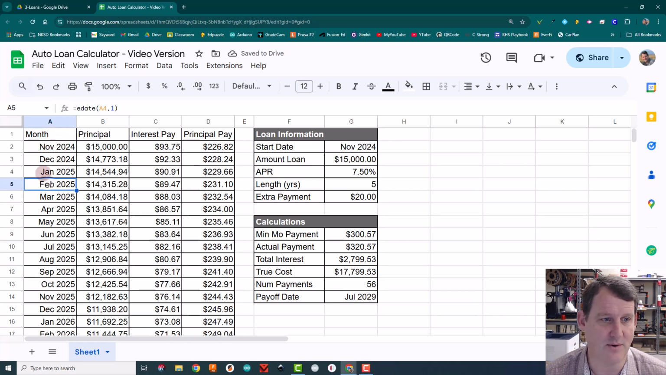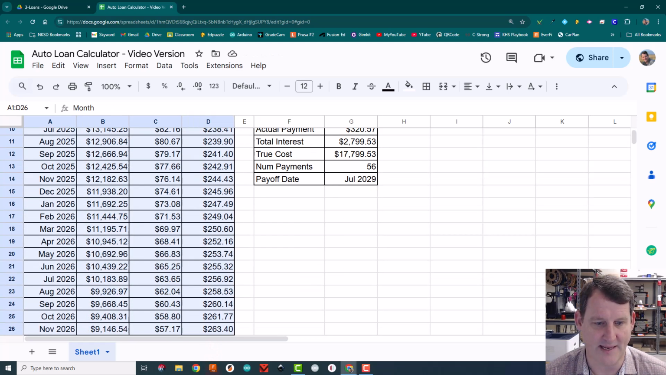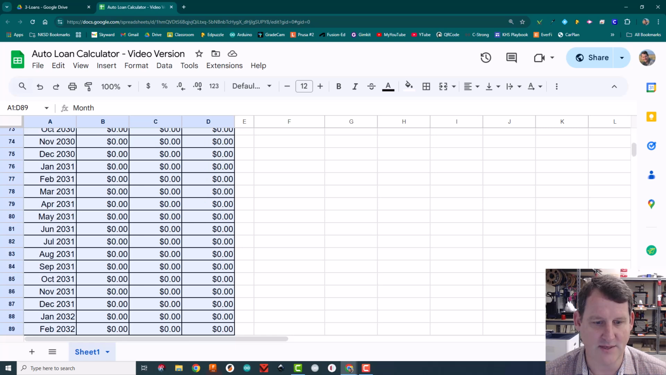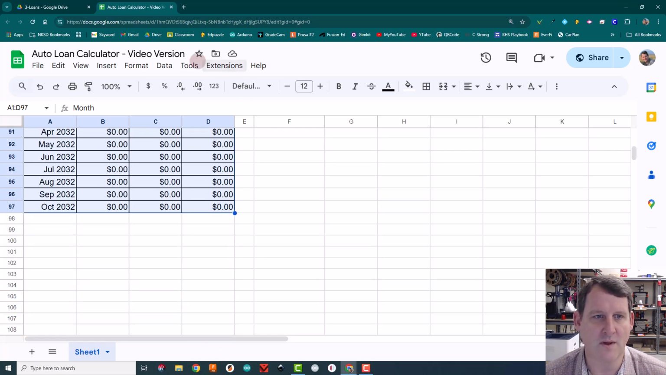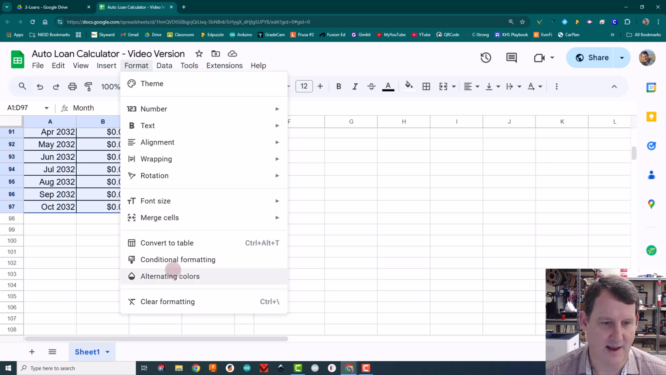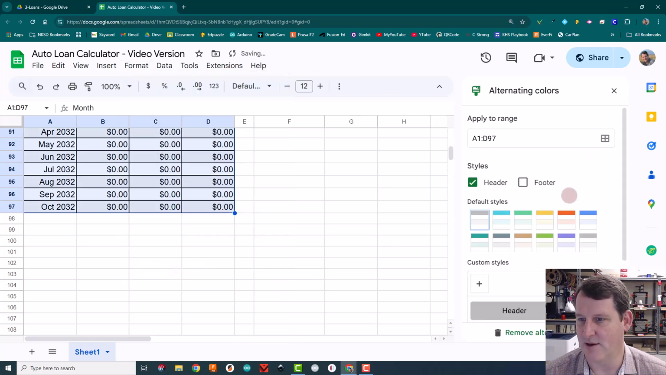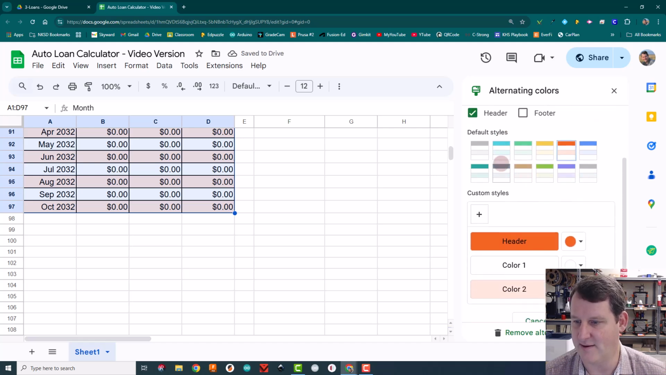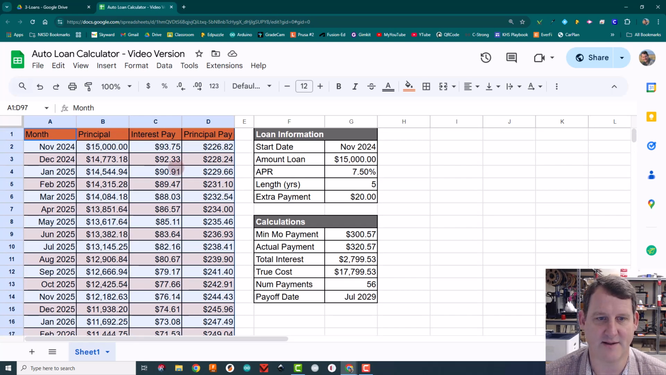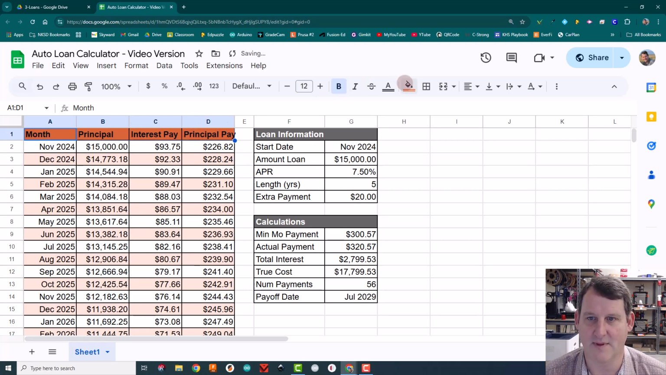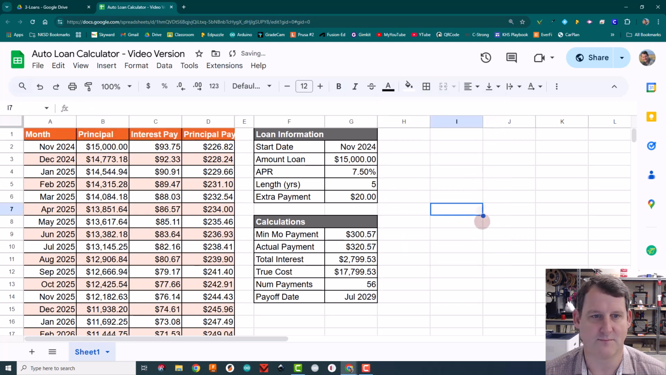One last thing we're going to do, actually, let's do a quick format of our table to make it easier to read. I'm going to highlight the whole table and then come up here to format and alternating colors. You can choose from any color scheme you want and then hit done. Go back to the top, and there it is. I might even turn that white. Awesome. Maybe make this a little wider.